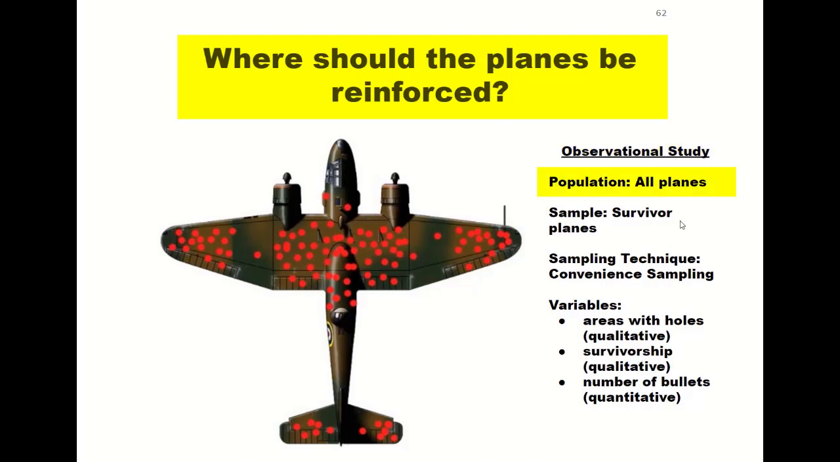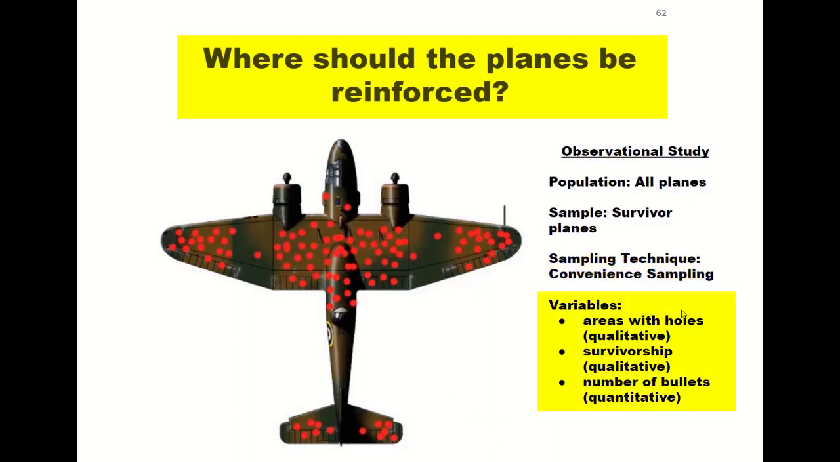The population for this would be all planes in the Allied forces. And their sample was survivor planes, because all the planes that didn't make it back, they couldn't study. So this is really a convenient sampling ultimately, because they can't just take random planes from different places. They have to take what they have access to. So this is convenient sampling.